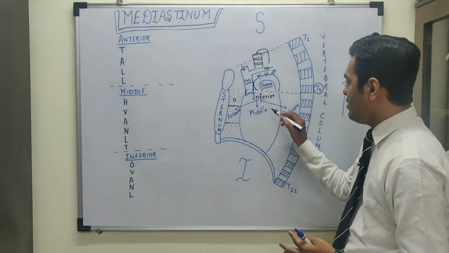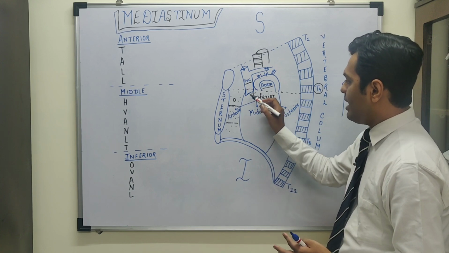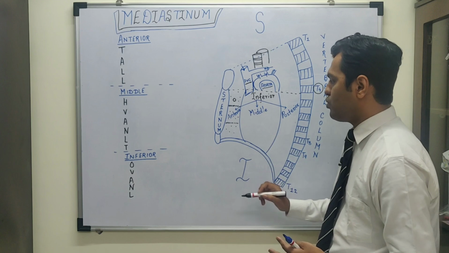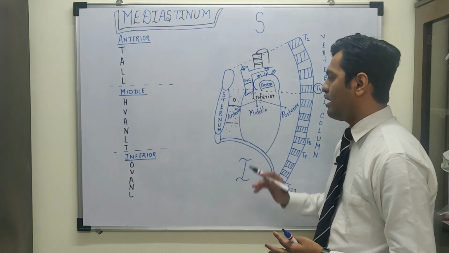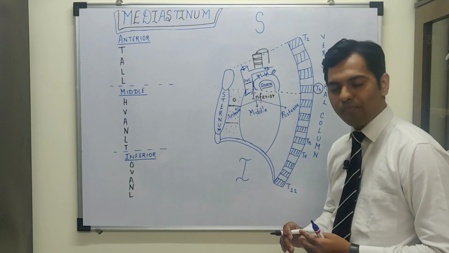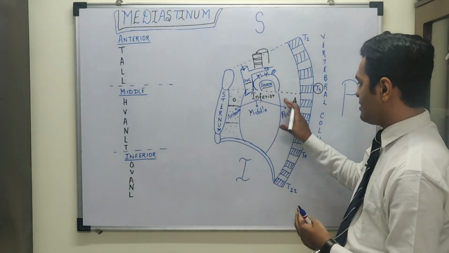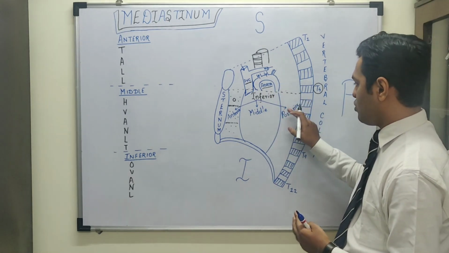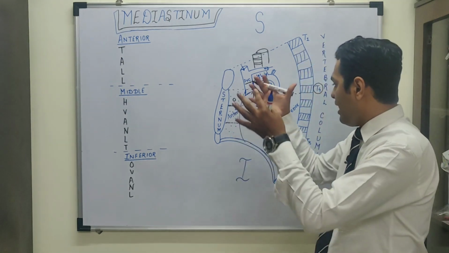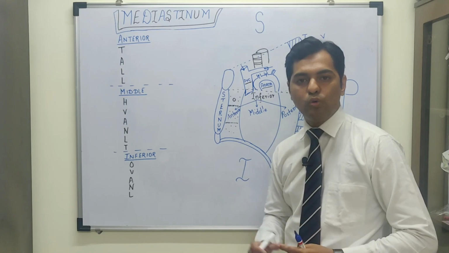When we describe the middle mediastinum, it has the anterior boundary which is formed by a ligament known as the sterno-pericardial ligament. The posterior boundary is formed by the esophagus, the descending thoracic aorta and azygos vein, and the lateral boundary is again going to be formed by the mediastinal pleura.